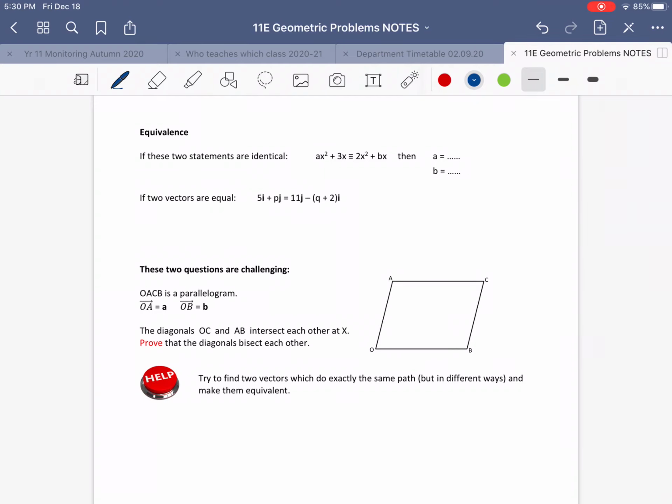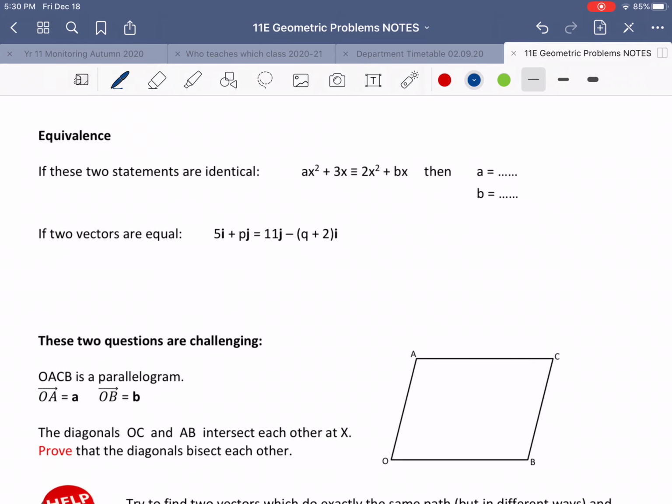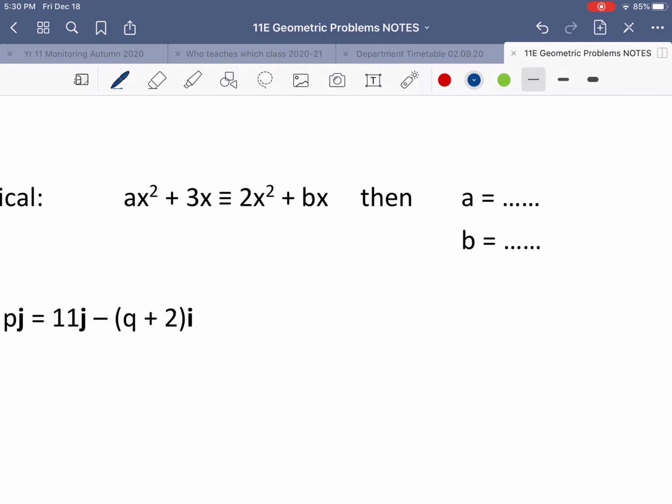Okay, so this is the second part of 11e. So let's just begin. So the equivalence, if these two statements are identical, then here we have an identity. So they have to be identical. We have ax squared here, we have ax squared. A has to be 2 because you have two lots of x squared here on the right.